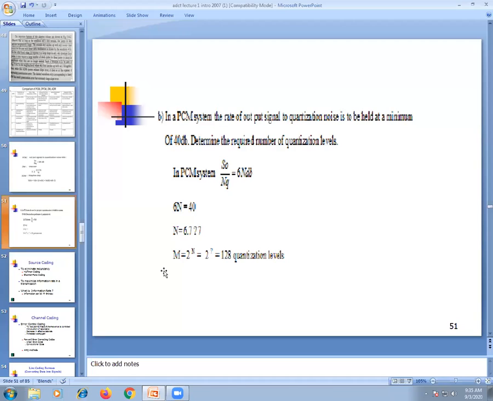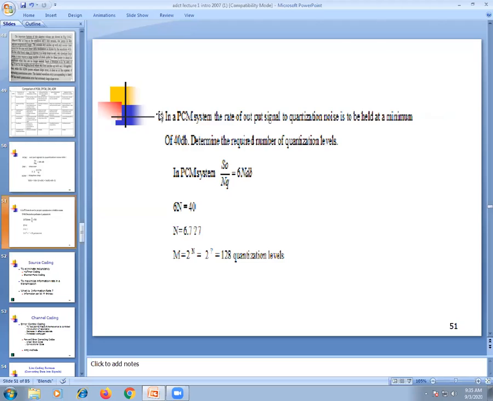If n is equal to 7, what is the M value? M is equal to 2 to the power of n, so 2 to the power of 7, which is 128. 128 is the number of quantization levels. Okay, so this is one type of problem that may be asked.